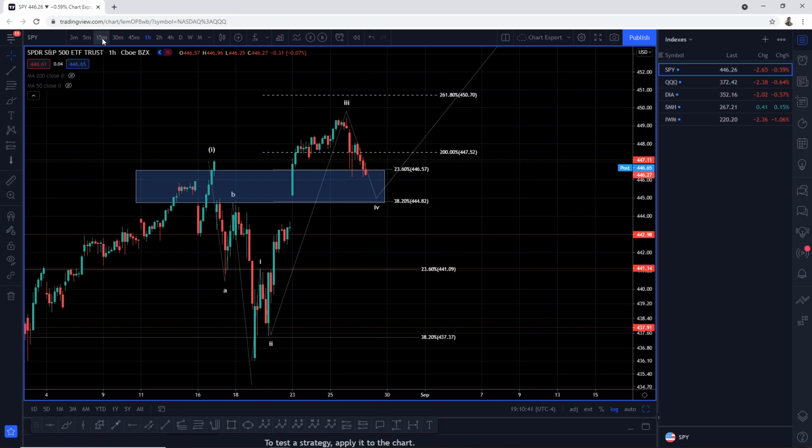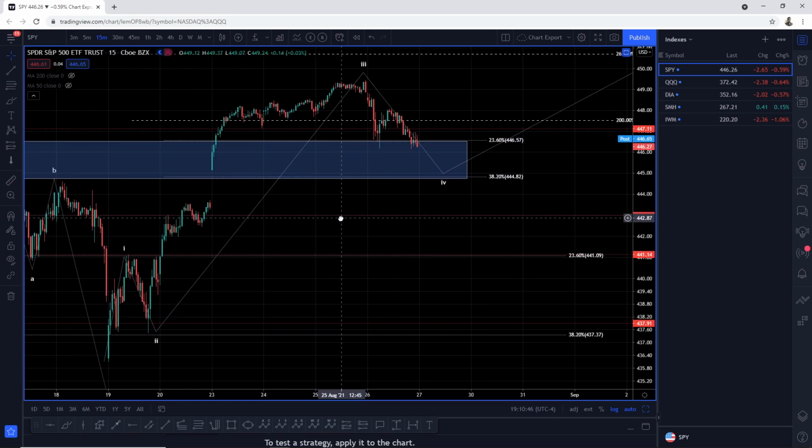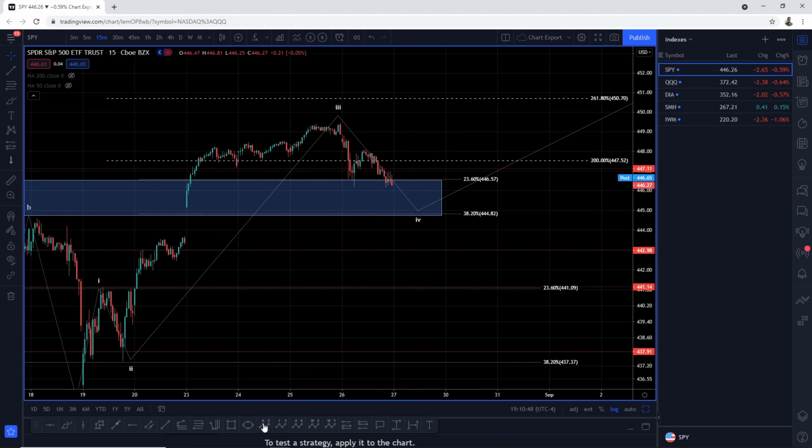Now let's take a look. Let's dive down into the 15-minute time frame and dissect this. The way we're seeing this, guys, is again down in A, up in B, and then potentially down in C over here. How do we know this might be a target?